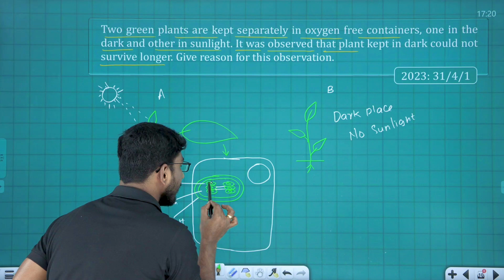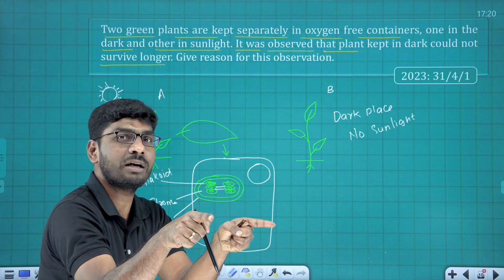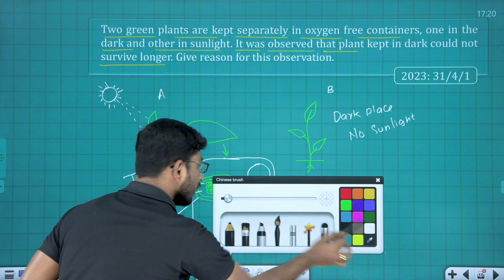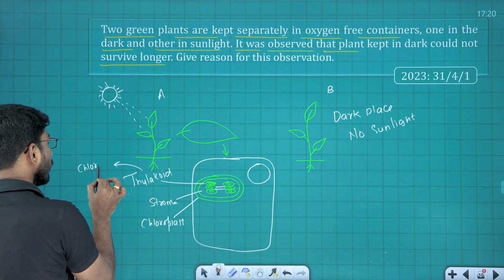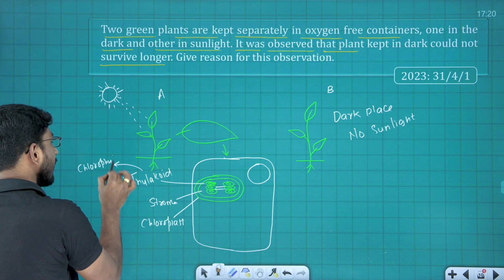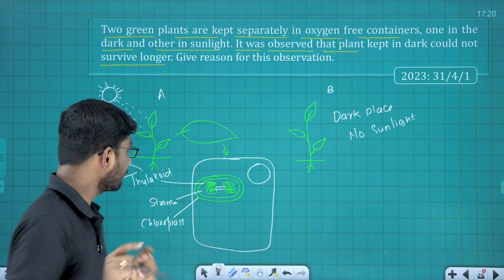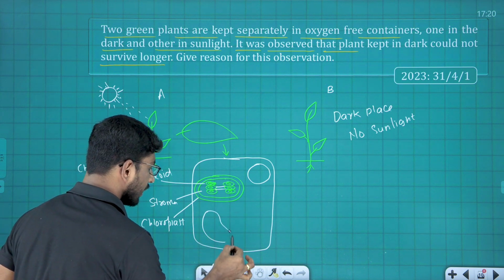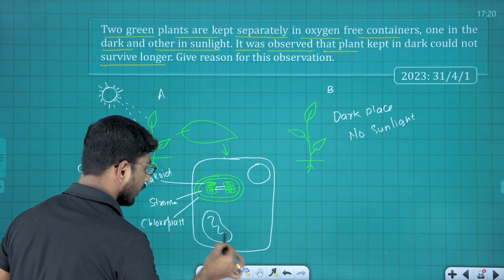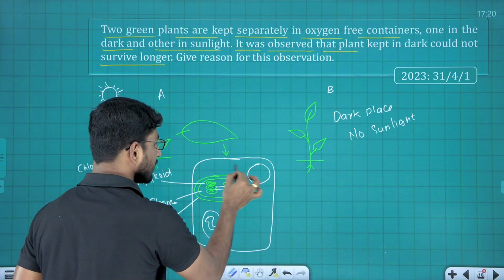Remember, all of you, in the thylakoid only, the photosynthetic chlorophyll pigment is present. Where? In the thylakoid only. Carefully listen now. This is the mitochondria. Here I am writing mitochondria. In the plant cell also mitochondria are there, right? Now look here, this is the mitochondria, and this entire part is called, tell me, cytoplasm.